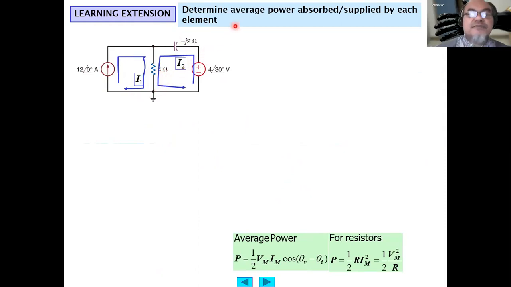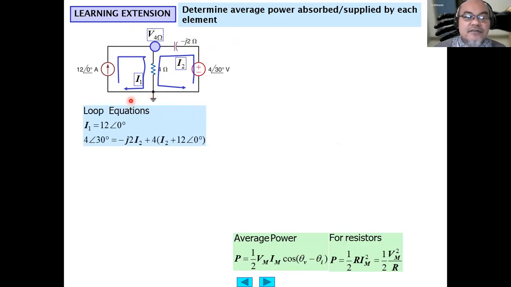Here we apply two loops, I1 and I2. I1 is clockwise, I2 is counterclockwise. And so we can then derive the two loop equations. At loop 1, I1 will be equal to 12 ampere with a phase angle of 0. At loop 2, the voltage 4 volt with phase angle 30 degrees equals, according to the loop direction, minus j2 times I2 plus 4 times (I2 plus I1). I2 plus I1 equals 12 with phase angle of 0 degrees.